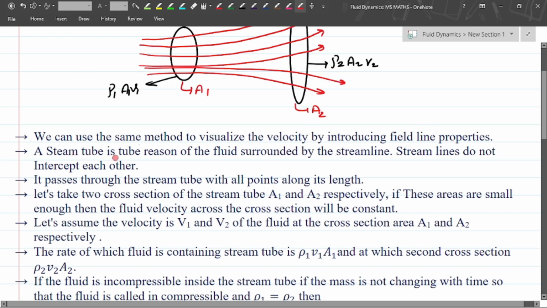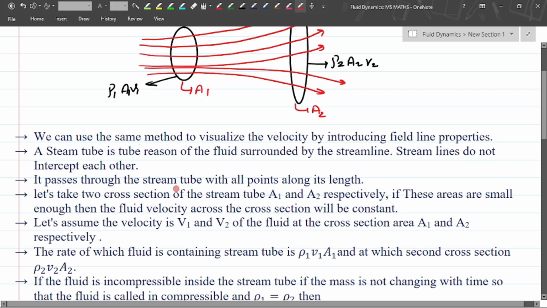A stream tube is a tube. A stream tube is a region in the shape of a tube of the fluid surrounded by the streamlines. These red lines are called the streamlines. And streamlines do not intersect each other. This is a very important property. These lines do not intersect each other.